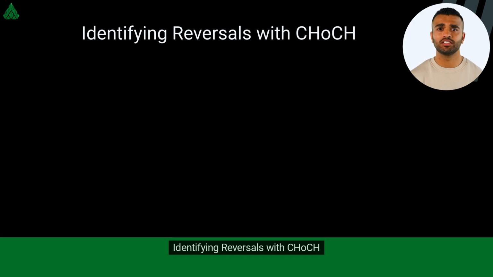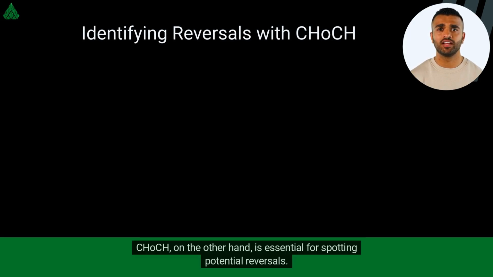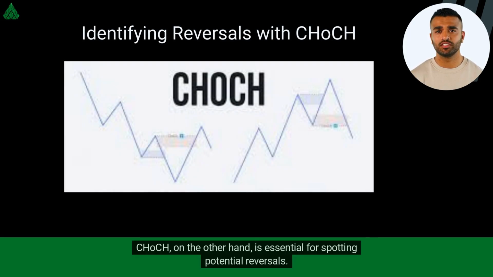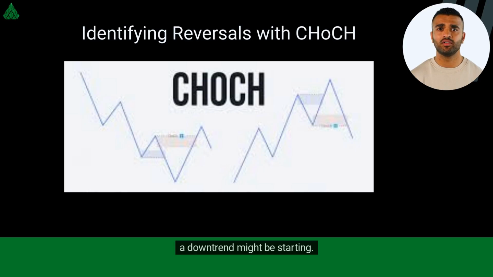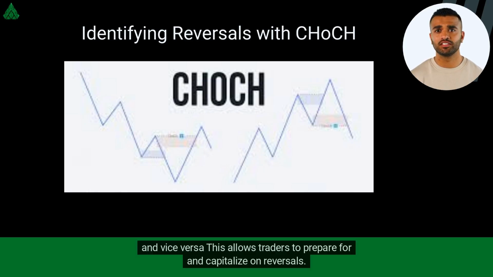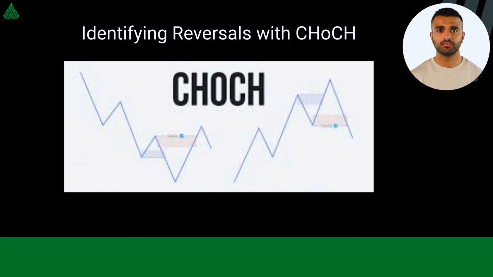Identifying reversals with CHOCH. CHOCH, on the other hand, is essential for spotting potential reversals. When the price breaks below a higher low in an uptrend, it indicates that the buyers are losing control and a downtrend might be starting. And vice versa. This allows traders to prepare for and capitalize on reversals.